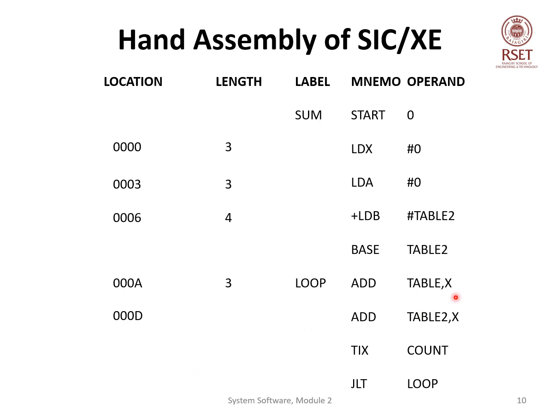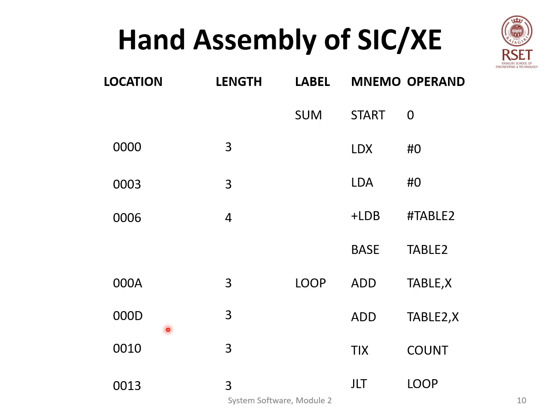Okay. So ADD TABLE,X begins at A and is stored from A to C. So the next instruction will begin at D. The next instruction is ADD TABLE2,X. It has the length 3 bytes. So D plus 3 is D, E, F. The next one is 10. I hope it's clear. Now TIX COUNT is a 3 byte instruction. So we'll add 3 to it. So the next address is 13.